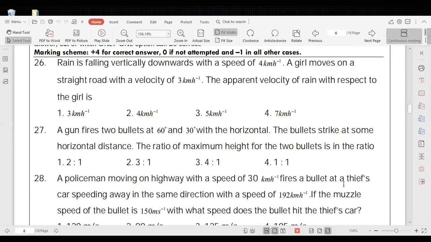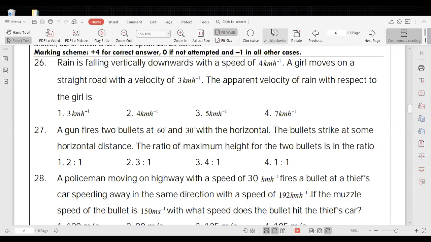Velocity of the man is equal to 30 kilometer per hour. The answer is given in meter per second, but this is given in kilometer per hour. That's why we have to convert this also into meter per second. To convert kilometer per hour into meter per second, we have to multiply with 5 by 18. So 6 3s are 18, 6 5s are 30, so 25 by 3. Therefore, the velocity of the policeman is 25 by 3.